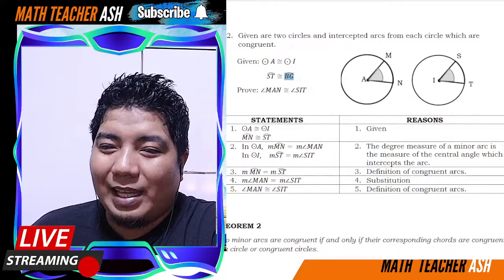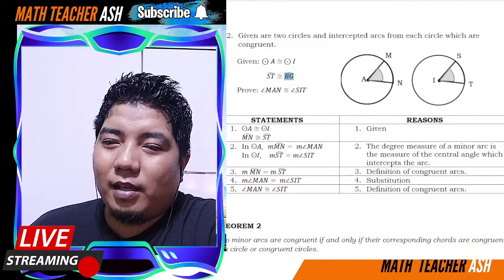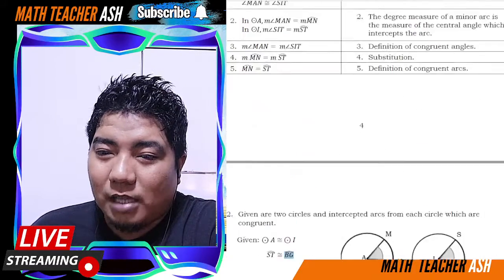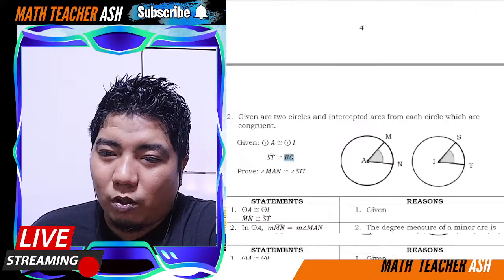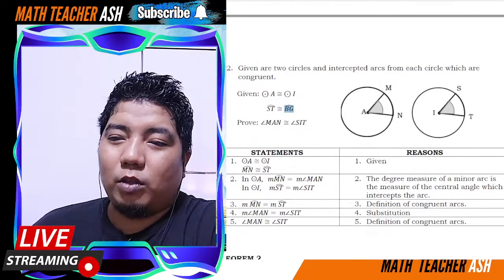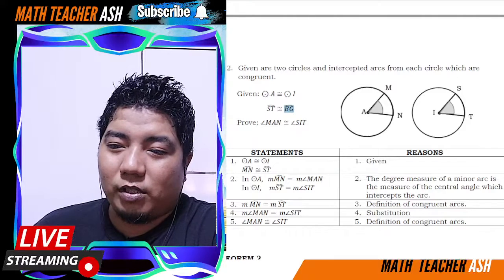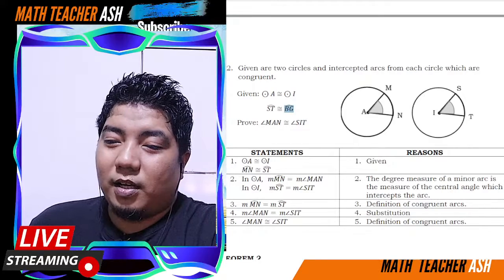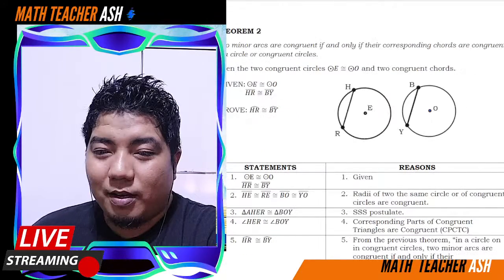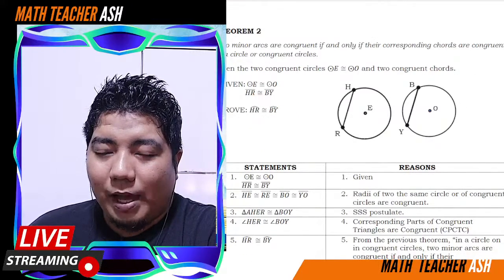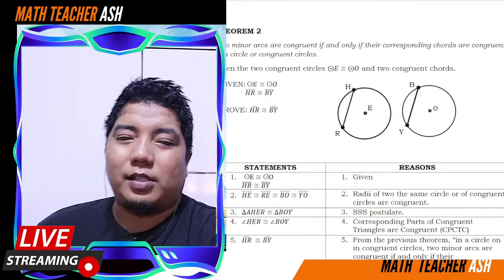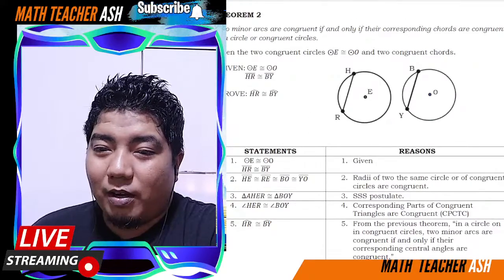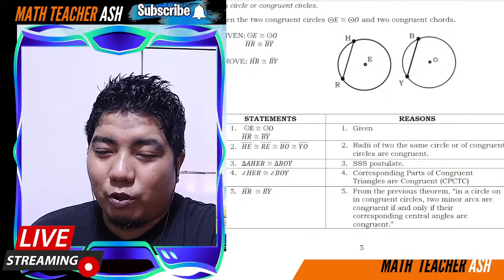So we need to prove angle MAN is congruent to angle SIT. So technically, my dear math learners, the same lang siya sa ruling dito. So first you state the given, and that is the given. Then you state the definition of the degree measure of a minor arc to the central angle. So we are going back to our discussion. Oh, yan. Okay, sige. So let us continue. So we have here the given. Of course, yun yung una mong isusulat.